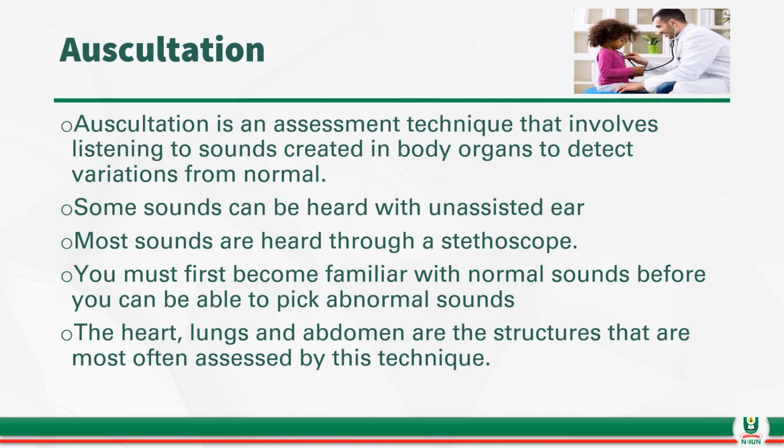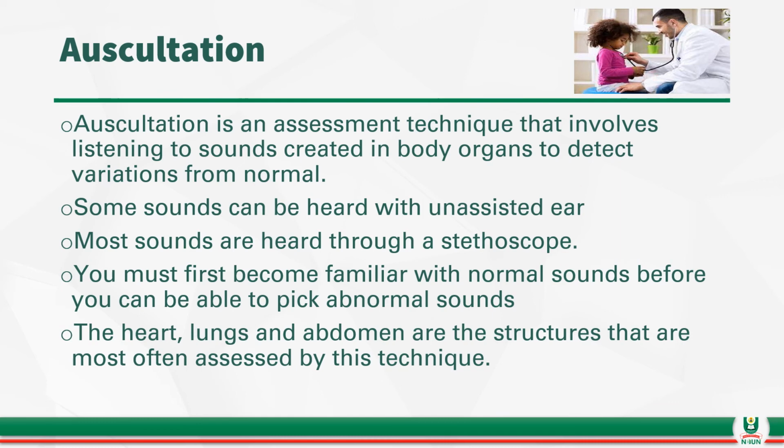The next one is auscultation. Auscultation is an assessment technique that involves listening to sound created in body organs to detect variation from normal, and is mainly used to examine the chest, abdomen, or any other structure within the body that has sound that can be heard. Some sound can be heard with the unassisted ear. Most sound is heard through a stethoscope.